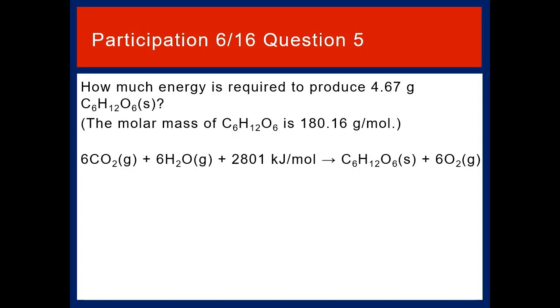Participation 616, question 5. How much energy is required to produce 4.67 grams C6H12O6 solid? The molar mass of that substance is 180.16 grams per mole. I've got the chemical reaction 6CO2 plus 6H2O plus 2801 kilojoules per mole yields C6H12O6 solid and 6O2 gas.